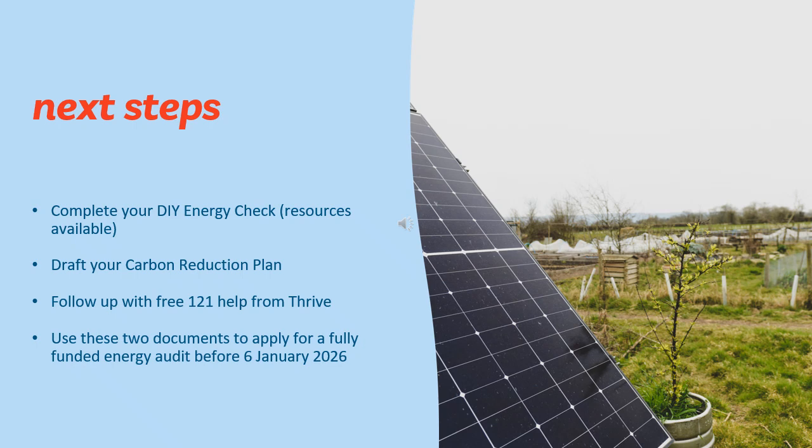So just to talk through the next steps available to you now through the Decarb Somerset project, you may have already completed your DIY energy check. If you haven't, there are resources and help available for you to do this, and it's a piece of work looking at the fabric and the usage of your building. If you would like to book any free one-to-one help to help you finish your carbon reduction plan, please do get in touch because you can use these two documents to apply for a fully funded energy audit before the 6th of January 2026.